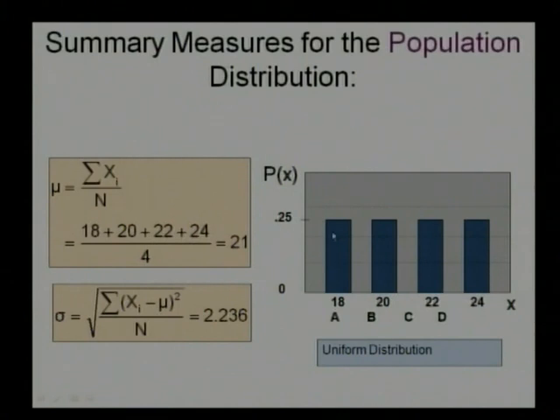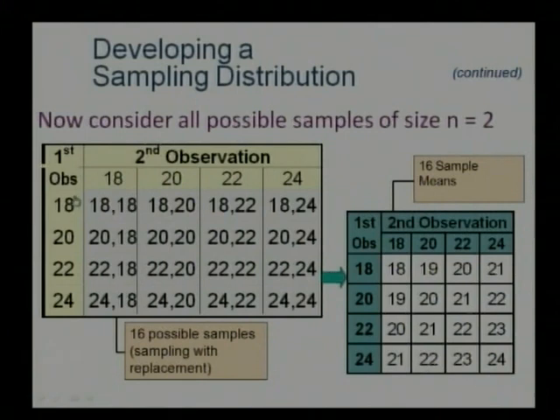Here it is a uniform distribution. You can see that the probability of all these 4 persons is the same, 0.25. Okay, now let us generate all possible pairs of 2 persons. Here ages are given, so there will be a total of 16 observations, or you can say 16 pairs of 2 persons: 18 18, 18 20, 18 22, 18 24. Similarly up to 24 18, 24 20, 24 22 and 24 24.